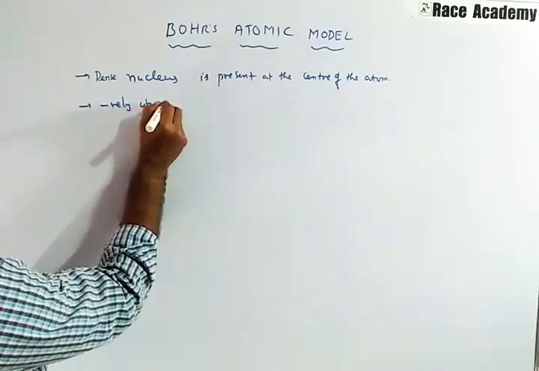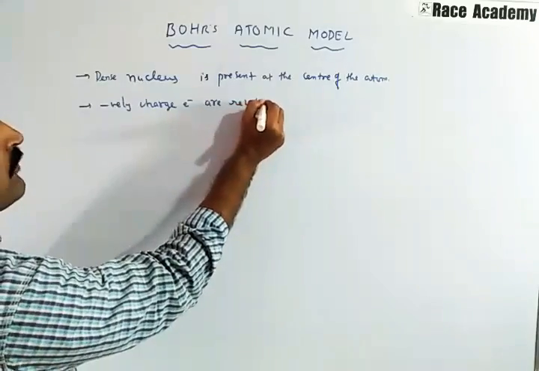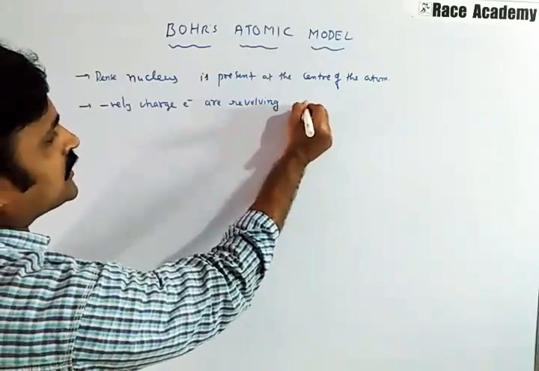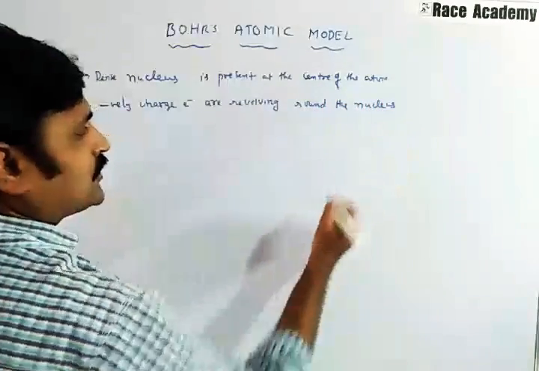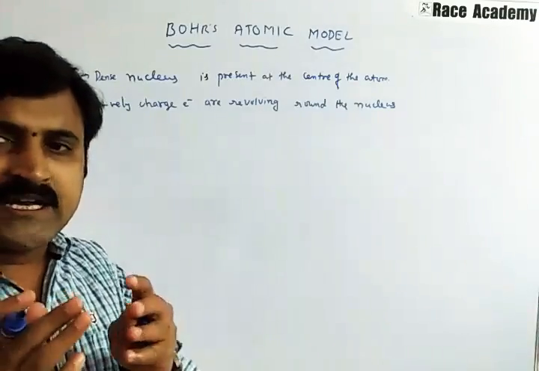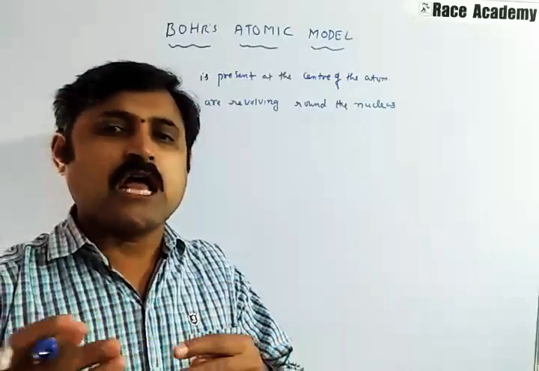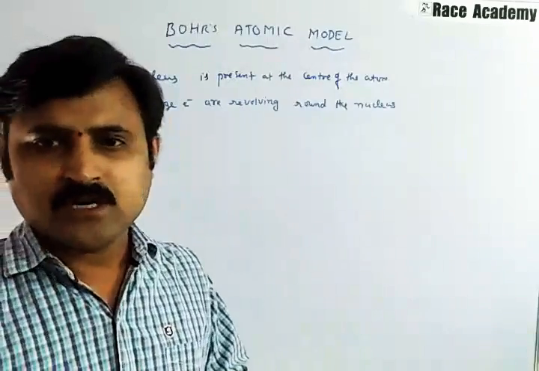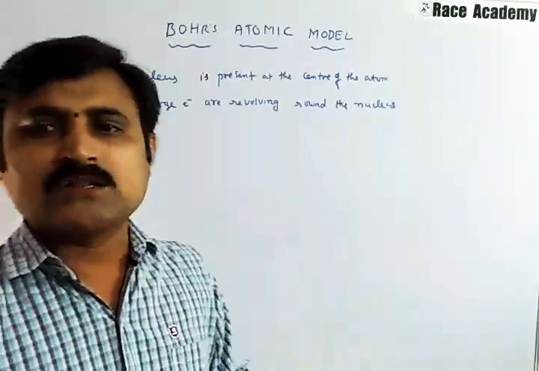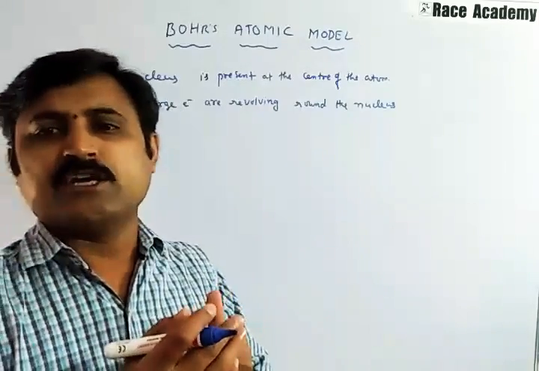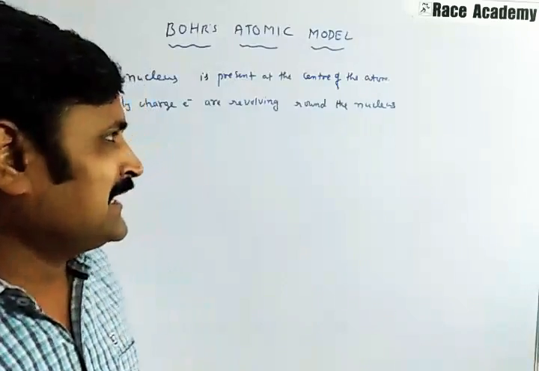Negatively charged electrons are revolving around the nucleus. And not only revolving, this is compared with the planets revolving around the sun in this theory. After that, the path of the electron is noticed as a circular path, and the force of attraction between the nucleus and the electron is said to be equal to the centrifugal force of the moving electron.